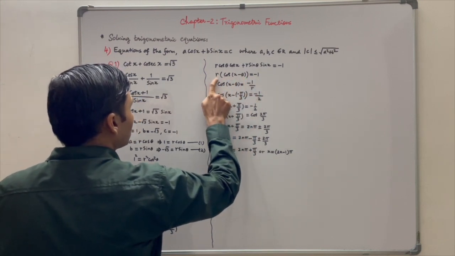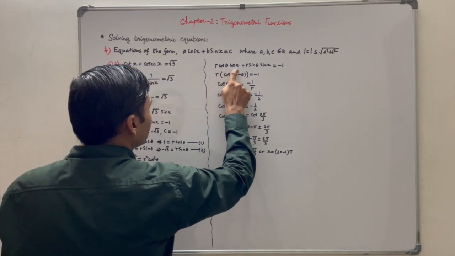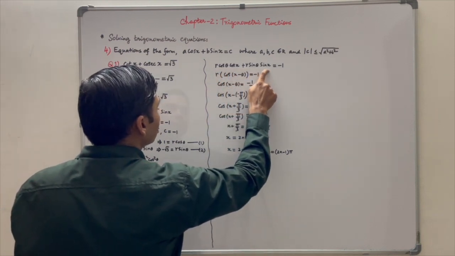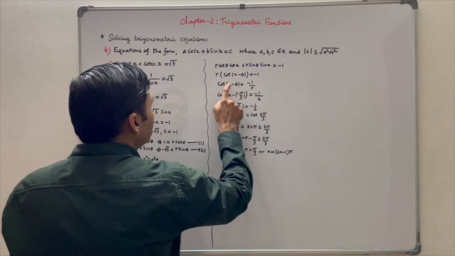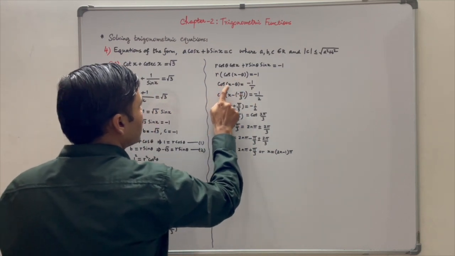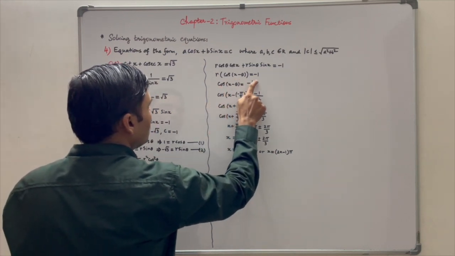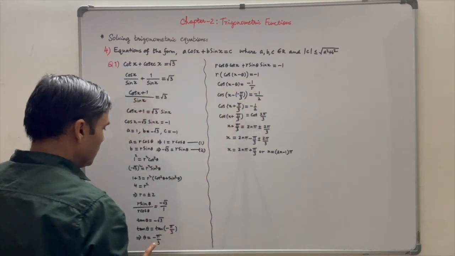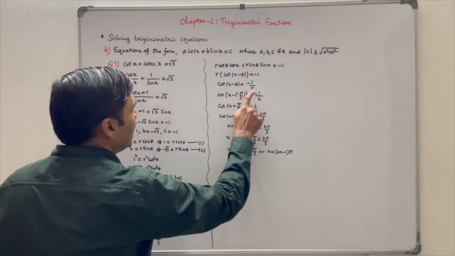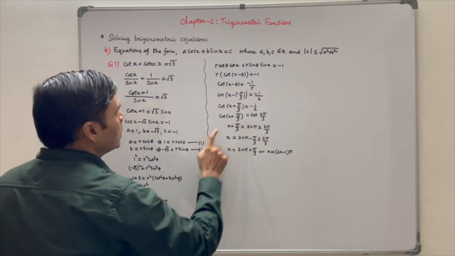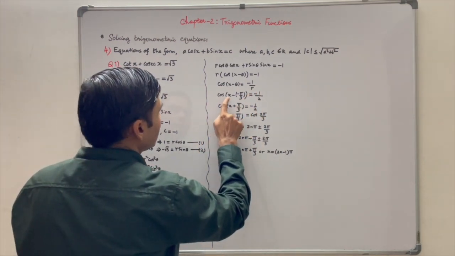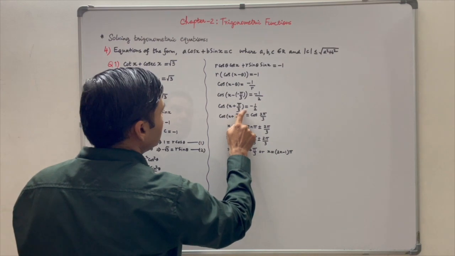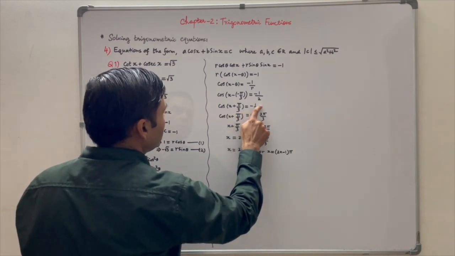As you take r common, it becomes cos A cos B plus sin A sin B, that is cos(A minus B). So the equation is now cos(x minus theta) is equal to minus 1 upon r. Substitute the value of theta as minus pi by 3 and r as 2. So the equation becomes cos(x plus pi by 3) is equal to minus 1 by 2.